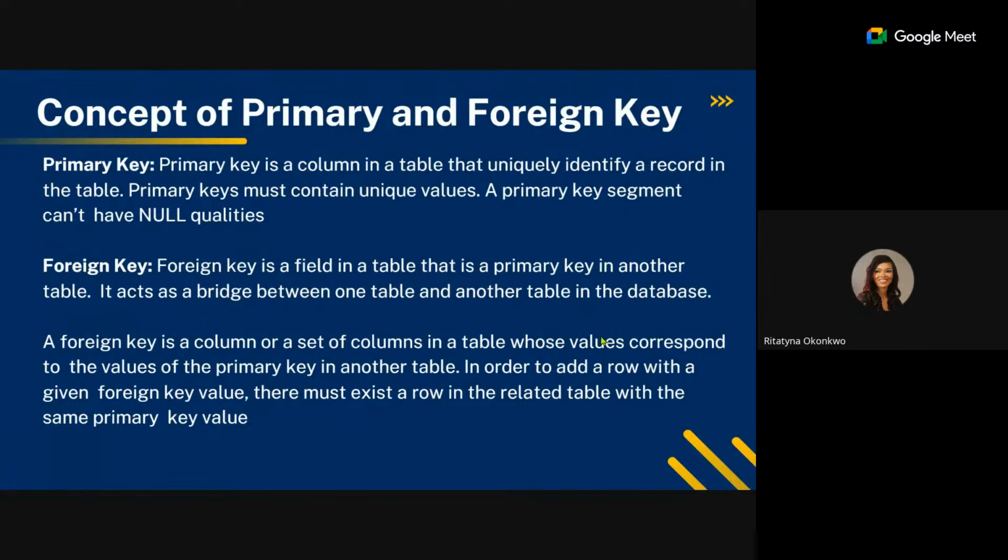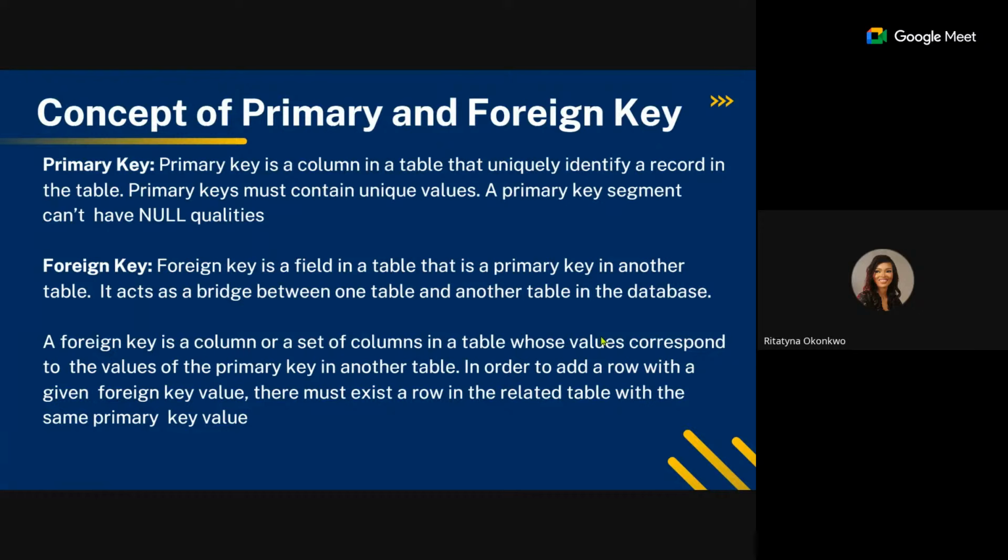I want to talk about the concept of primary and foreign key, and this is very important. Please, I need to be sure that everybody is following, so just drop some reactions. This is very important when you are doing data modeling, and I'll tell you what a primary key is and what a foreign key is. A primary key is a column in a table that uniquely identifies a record in the table. What does this mean? Think of your primary key as a unique identifier, even the smallest possible unit in your table. And it is always unique.